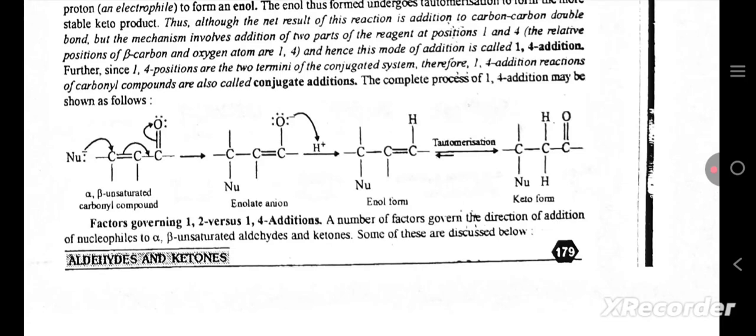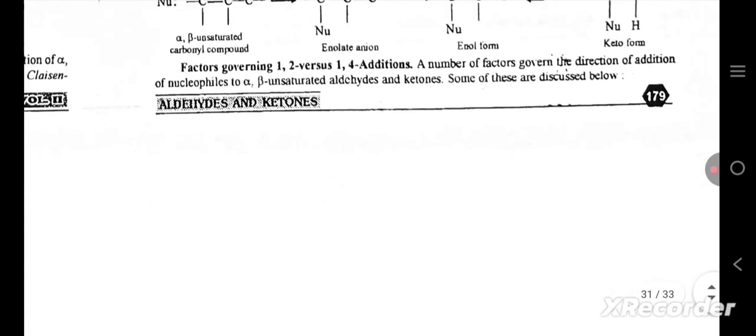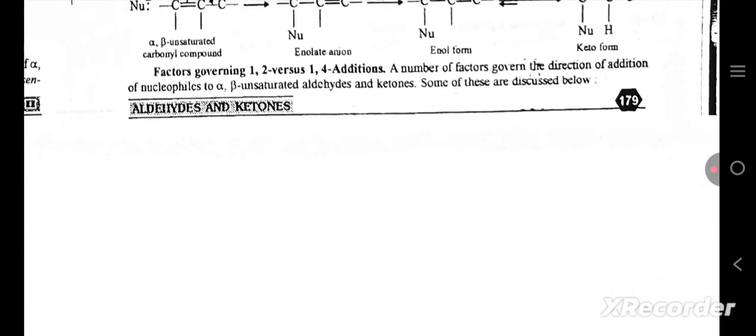Since 1,4 positions are the two termini of the conjugated system, 1,4 addition reactions of carbonyl compounds are also called conjugate additions. The complete process of 1,4 addition may be shown as follows. Factors governing 1,2 versus 1,4 additions. A number of factors govern the direction of addition of nucleophiles to alpha-beta unsaturated aldehydes and ketones. Some of these are discussed below.